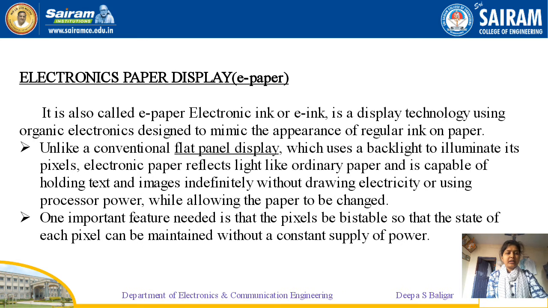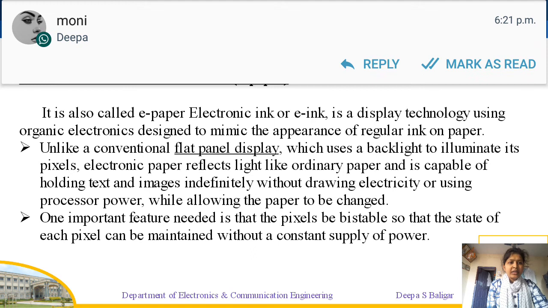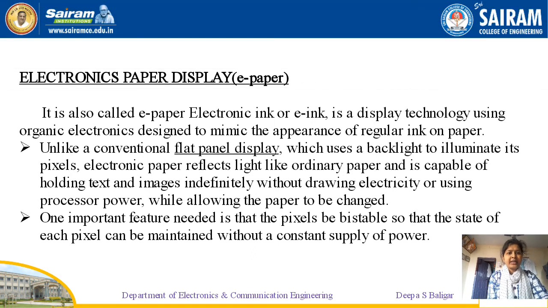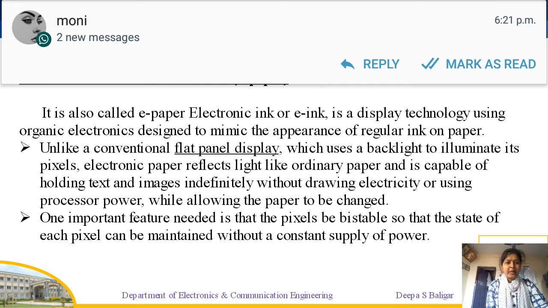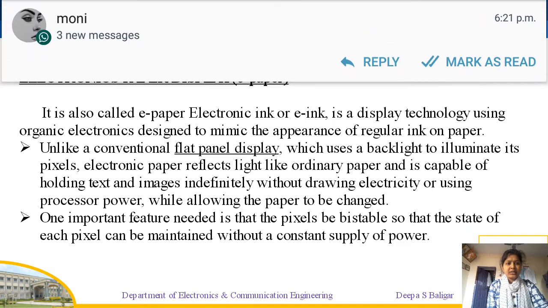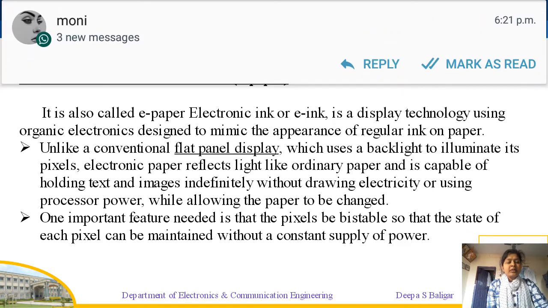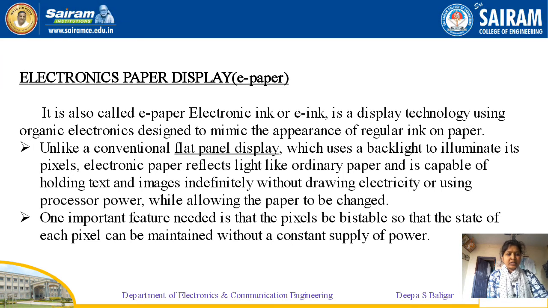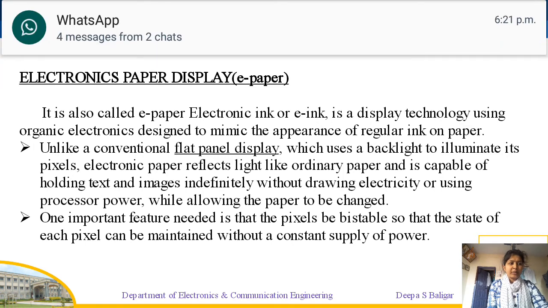Electronic paper display is called e-paper or e-ink, a display technology using organic technology to mimic the appearance of regular ink on paper. It is also called a flat panel display. One of the most important features is that the pixel's stable state is maintained constantly without a constant power supply.